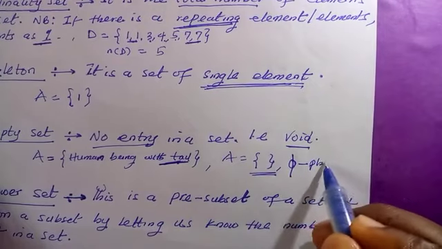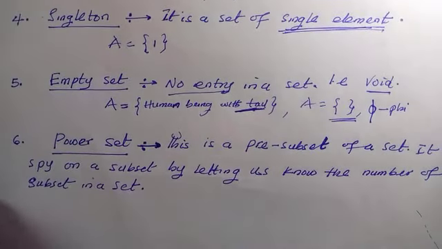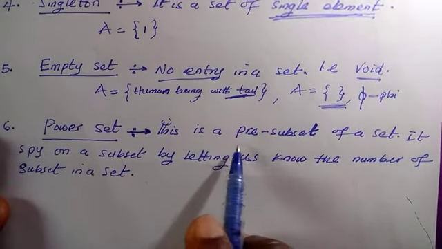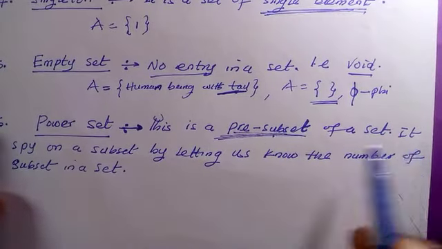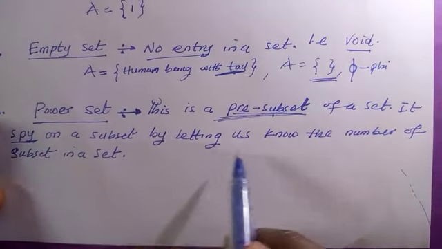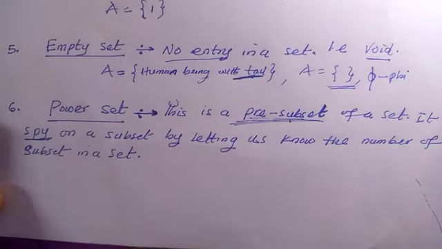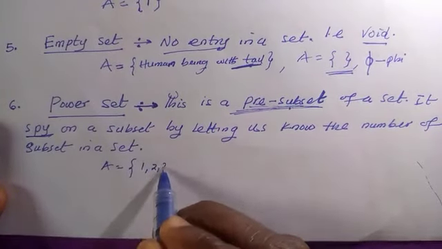We can use curly braces or the symbol phi, or you can also put phi in a bracket. Now let's see the power set. The power set is related to subsets, and I'm going to explain subsets later. What does it do? It lets us know the number of subsets in a set.